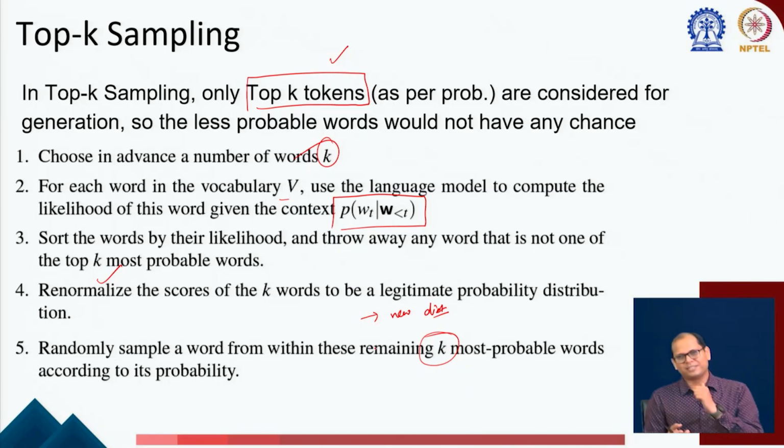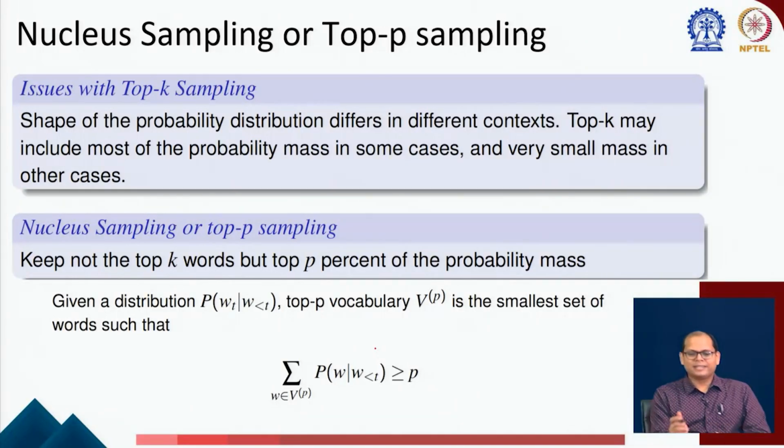You again do sampling, that is different from beam search, okay, but only from K words. So, it allows low probability words altogether. And then there is another variation, top P, because top K always takes the top K words in the probability distribution.